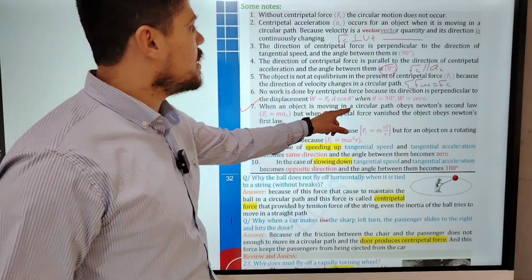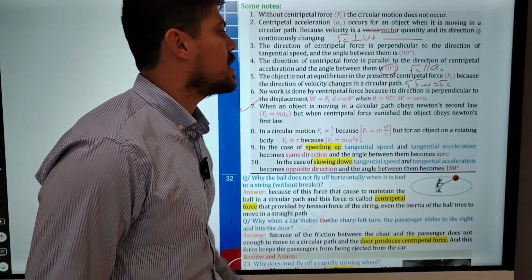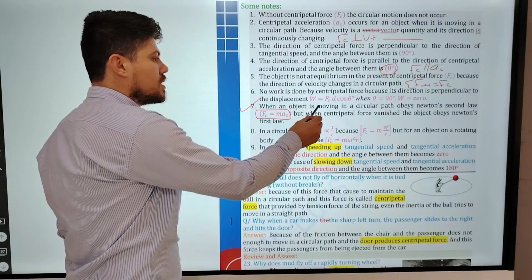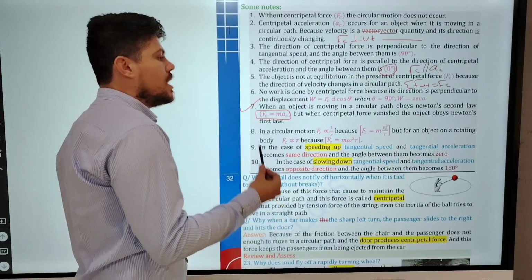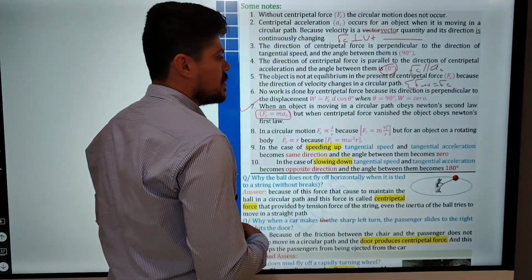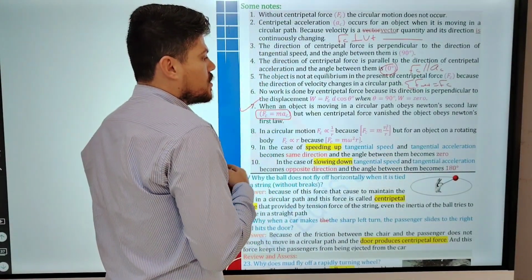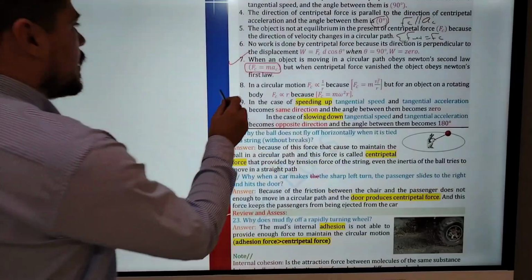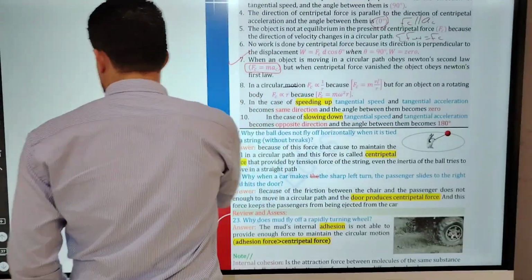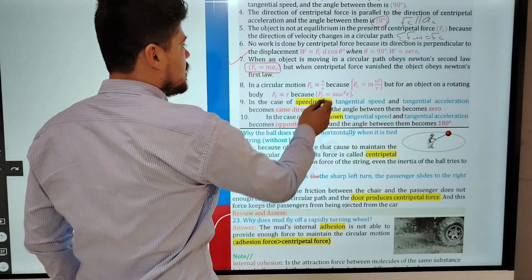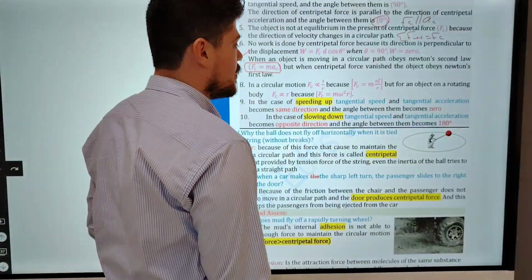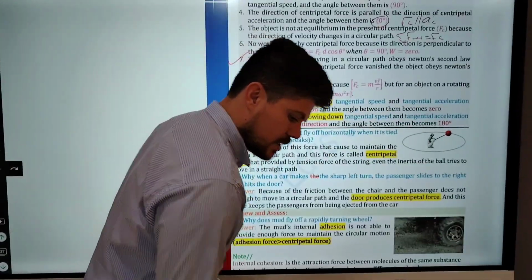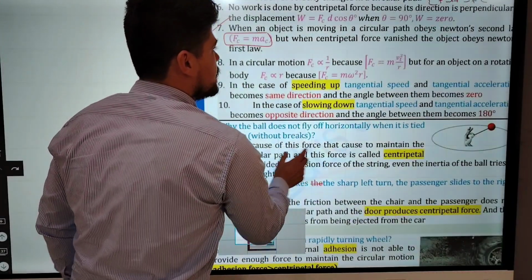When an object is moving in a circular path, it obeys Newton's second law, Fc equals m ac. When the object is moving in a circular path, it obeys what? Newton's second law. But when the centripetal force vanishes or is neglected, the object obeys what? In a circular motion, Fc is inversely proportional to the radius of the circular path, because Fc is equal to mv squared over r. This relation is inversely related. Okay?